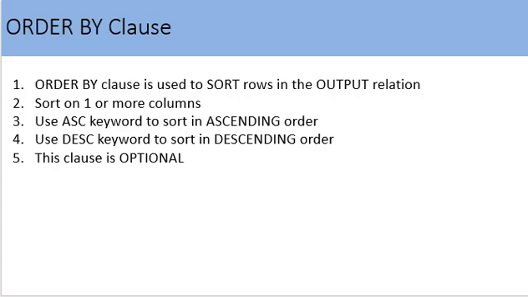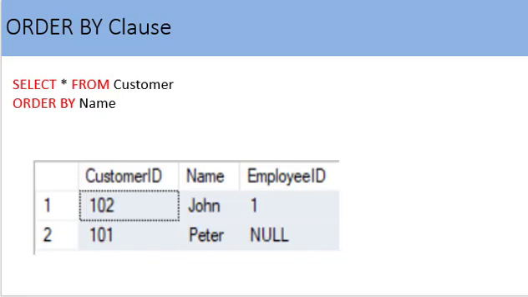Order by clause is used to sort the output relation in ascending or descending order. Ascending is the default sort order, but you can explicitly mention ascending or descending order. Here is an example of order by clause. Select asterisk from customer order by name. Because ascending is the default sort order, it sorts the rows by name in ascending order.